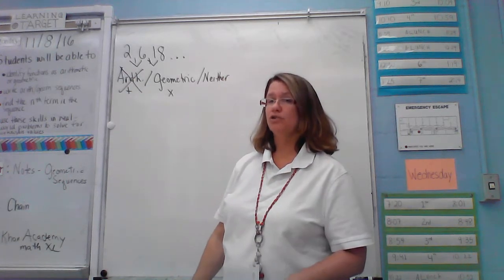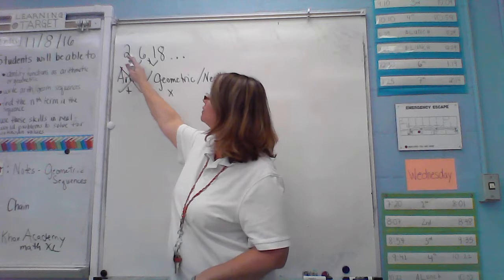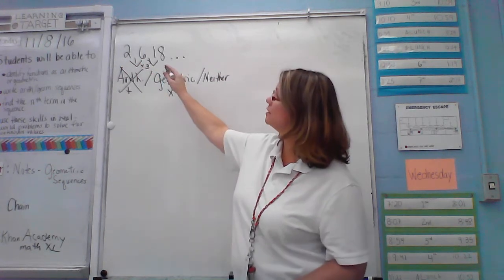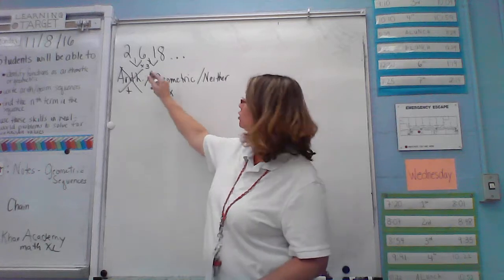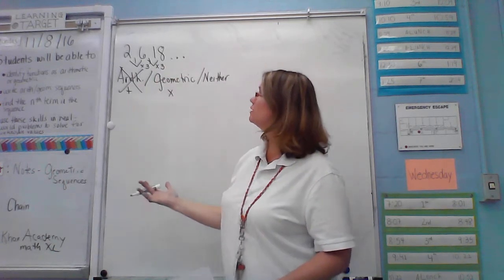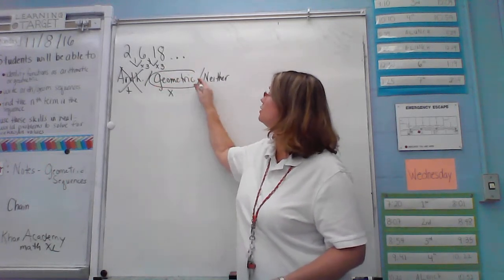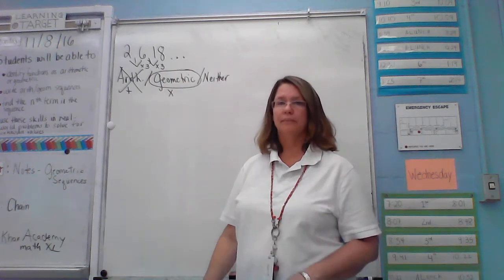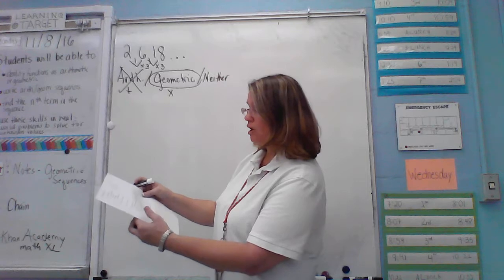So let's try geometric. What could the 2 have done to become a 6? It could have multiplied by 3. What can the 6 do to become an 18? It could have multiplied by 3. So at this point, we have discovered it's a geometric sequence because we're using the same multiplying number every time. So here we go with our steps.